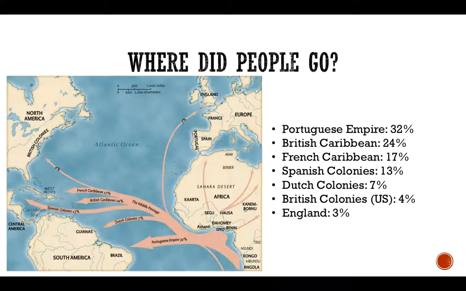We'd seen this map previously, but I think it's worth pointing out again, so that you have some sort of idea about the spreading out of the enslaved people when they were taken from Africa to the Americas. The Portuguese Empire was the largest purchaser, if you will, of enslaved people at 32%.